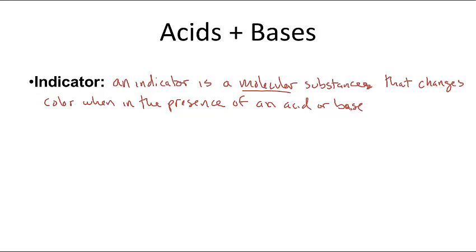That's why cabbage juice is so interesting to use for this, because a lot of indicators just change from one color to the other. Phenolphthalein is clear and then pink. Other ones change from blue to yellow, just based on whether a solution is acidic or basic.